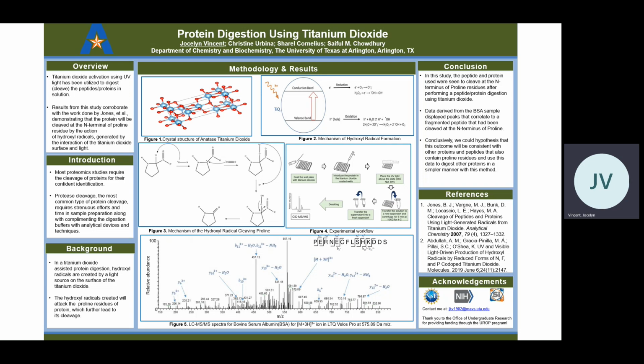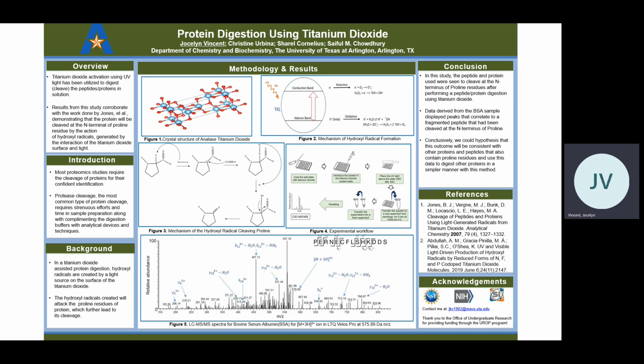We performed the experimental workflow on a standard protein, bovine serum albumin, BSA, and observed the results with tandem MS. This peptide sequence was confirmed with the b and y ions, and as shown in Figure 5, this peptide contains a proline, which means that we have cleaved the protein at the N-terminus of proline.